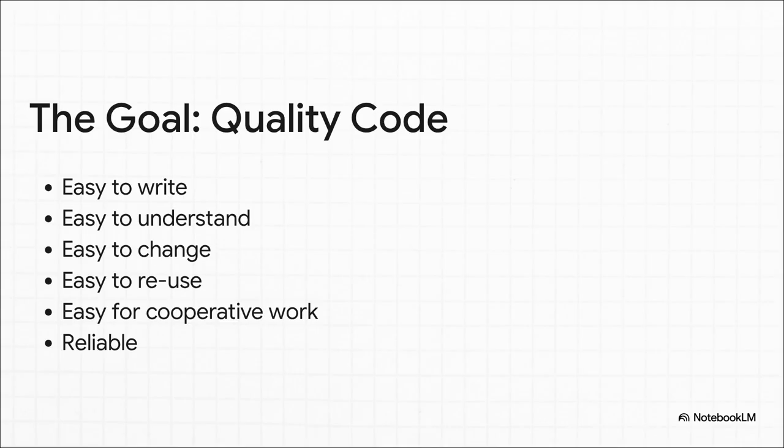It means it's easy to write. It's easy for someone else to understand. It's easy to change later without breaking everything. It means you can reuse parts of it. It's reliable. And, super important, it allows a whole team to work on it together without stepping on each other's toes. That's the key takeaway here. These diagrams aren't just for show. They are the practical, hands-on tools that make all of that possible.